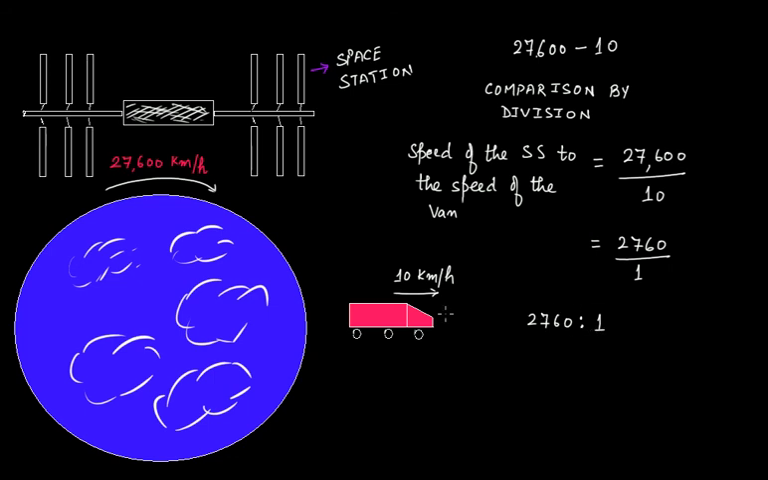Okay, another example. You can see that in this case, subtraction is not a good option. It's really very silly to use subtraction and then tell the comparison of the speed of these two things. But this is a very accurate way to compare the speeds.